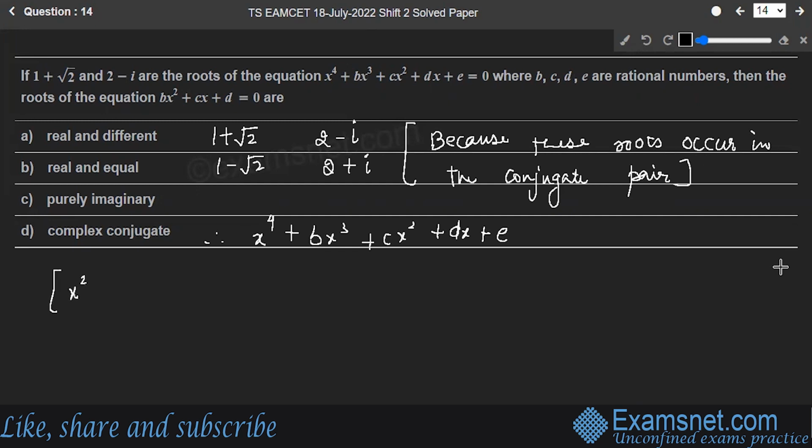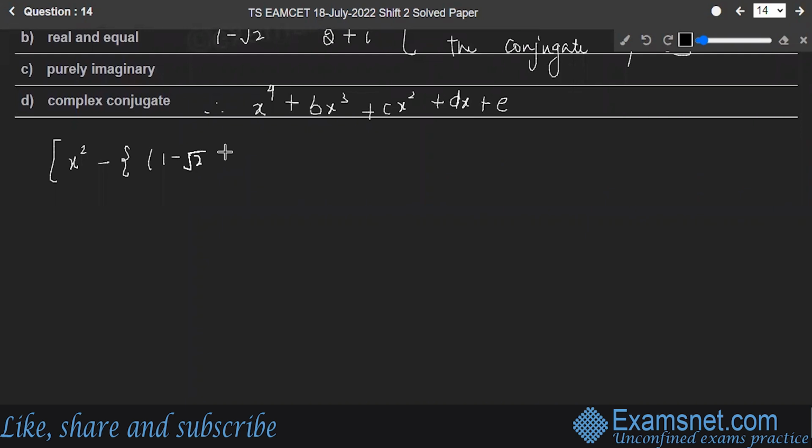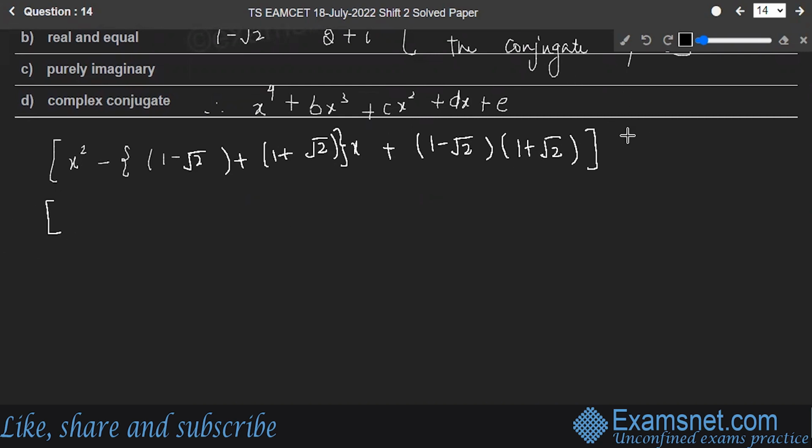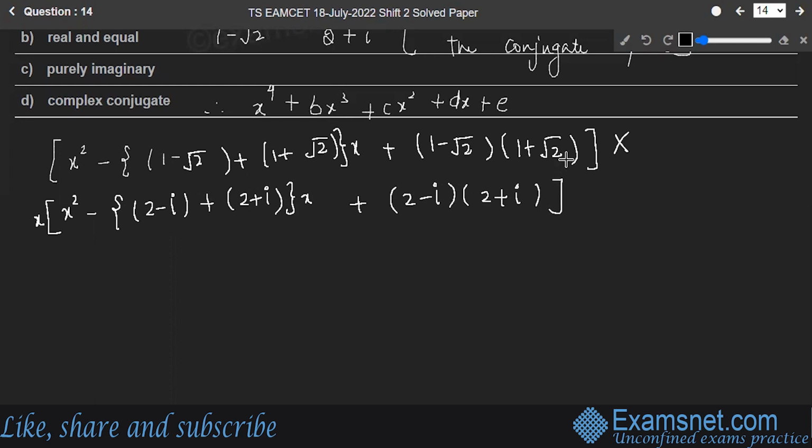So, this can be written as x square minus 1 minus root 2 plus 1 plus root 2 x plus 1 minus root 2 into 1 plus root 2. This whole multiplied by x square minus 2 minus iota plus 2 plus iota x plus 2 minus iota into 2 plus iota. I hope you understood what I have done over here. When you are given the roots, this is the general way to derive the equation from the roots. I hope you know this already.